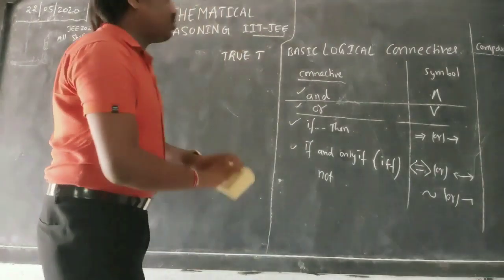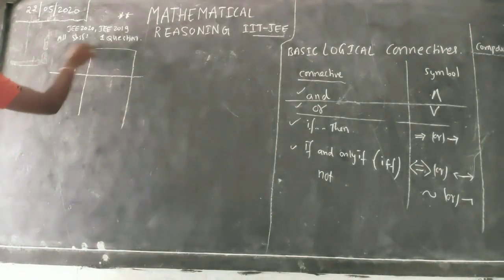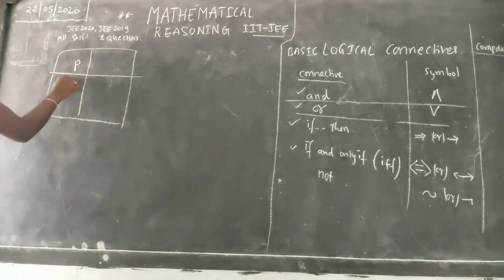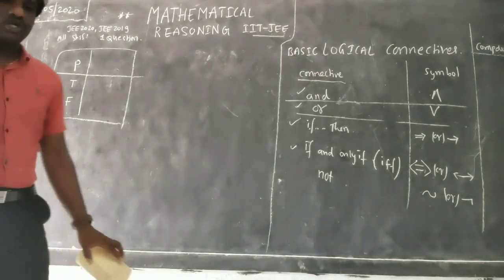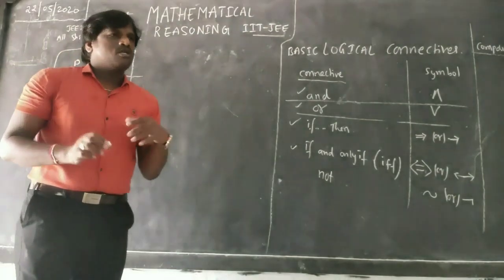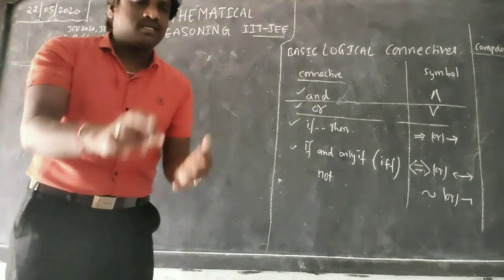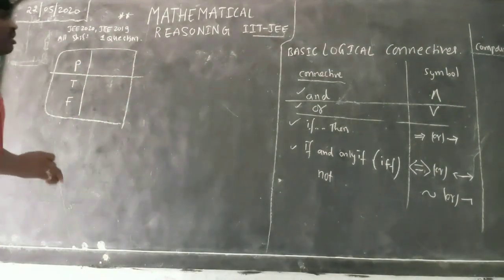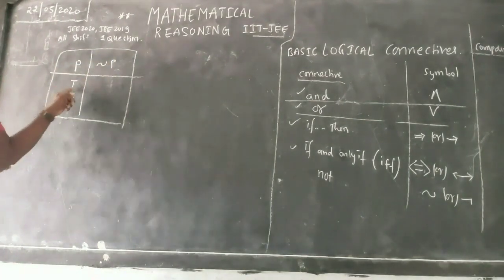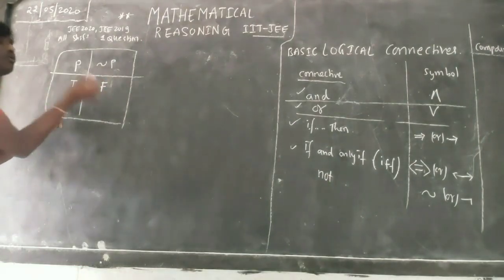So if you have a statement P, what are the chances to get? Either I get true, or I get false. As I told you, if I toss a coin, I get maybe head or tail. So if I have a statement P, I may get true or false. If I want to talk about the negation of this statement, true will become false and false will become true.